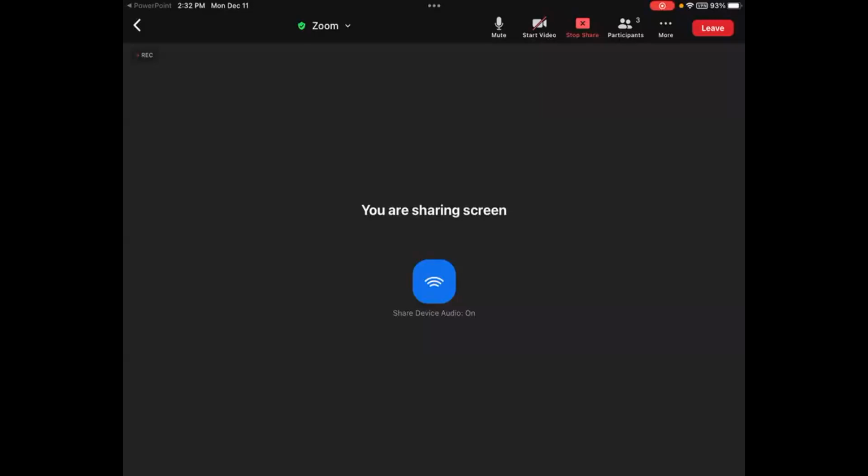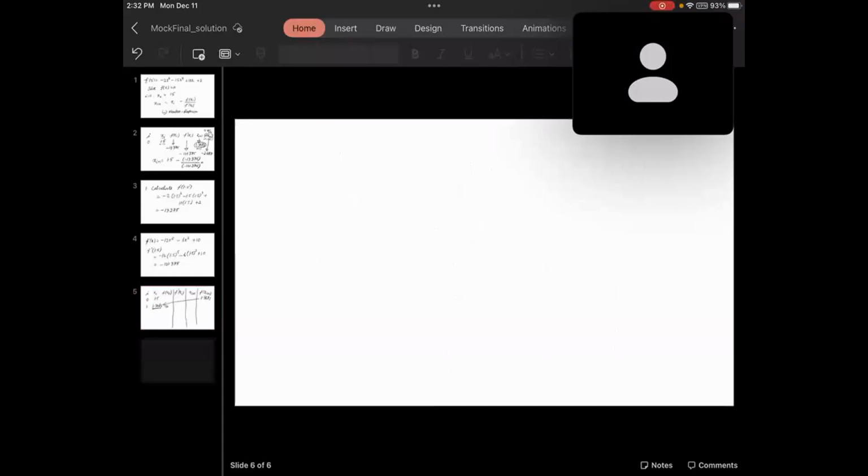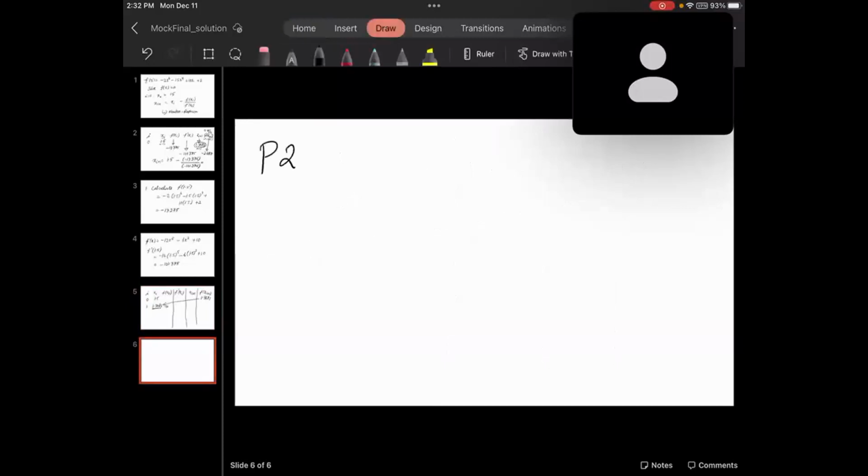Okay. So how do you start this problem? So problem two, you have the x data, xi and yi. You are required to fit y equal to a0 plus a1x plus a2x squared. This is what is required.